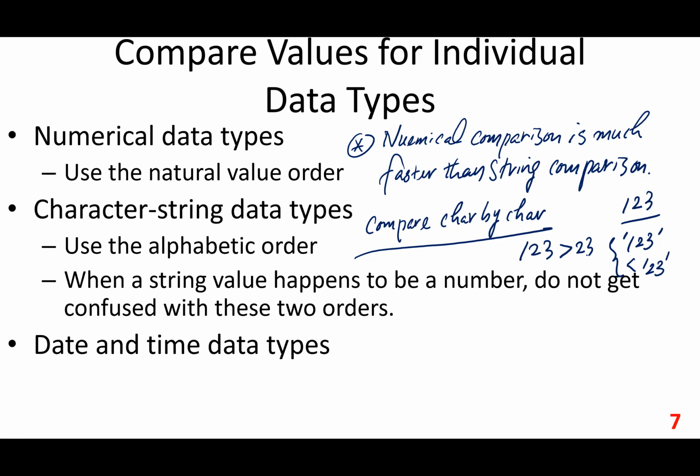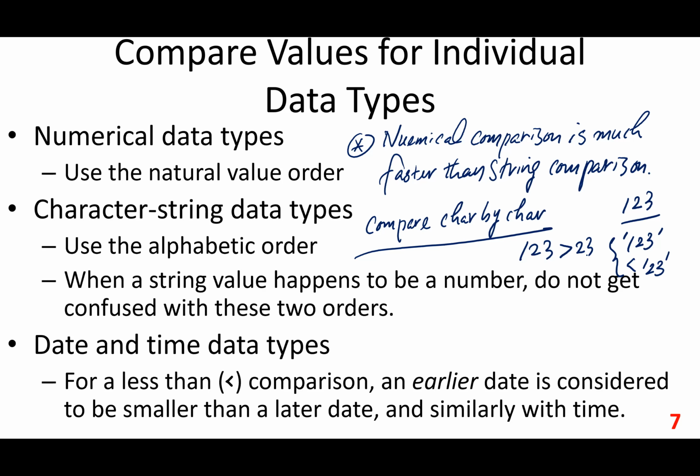All right. Date and time data type comparison. We may also need to do date and time data comparison. For a less than comparison, an earlier date is considered to be smaller than a later date, and similarly with time. That's natural. It's a natural order. Earlier is smaller than the later time. So that's pretty simple.